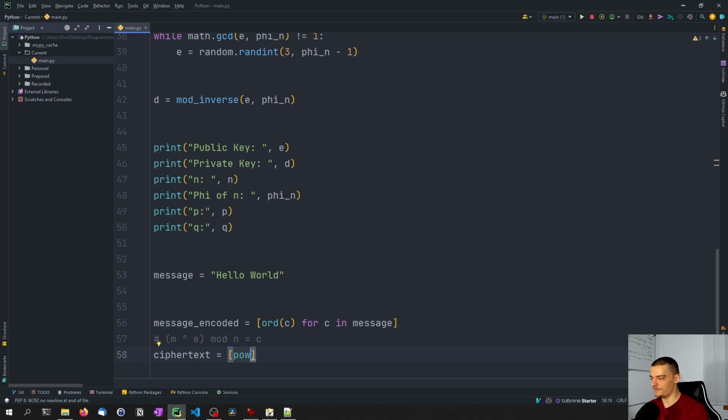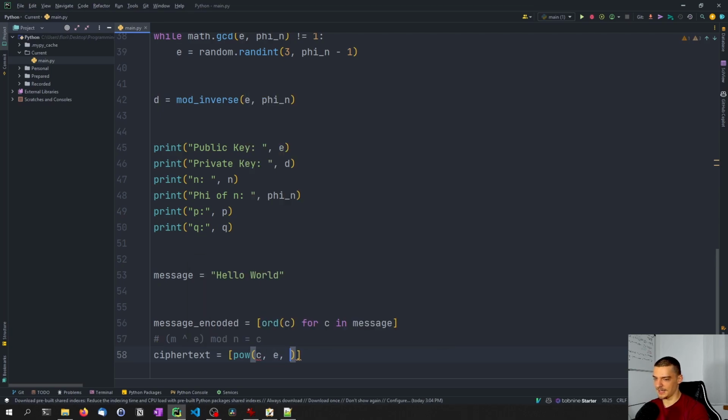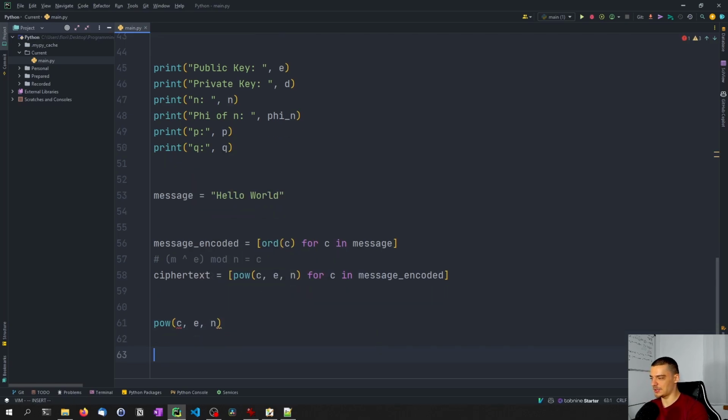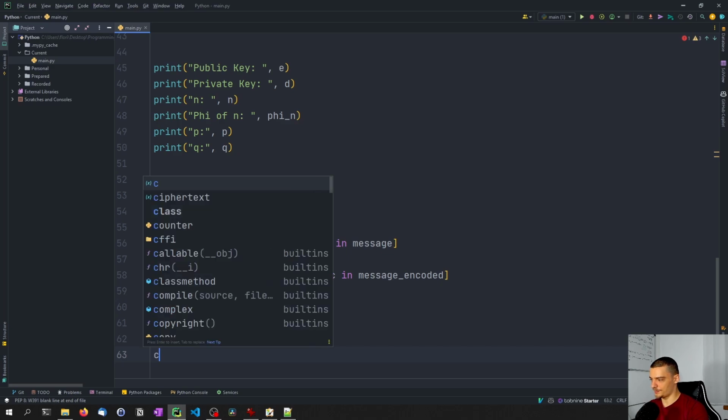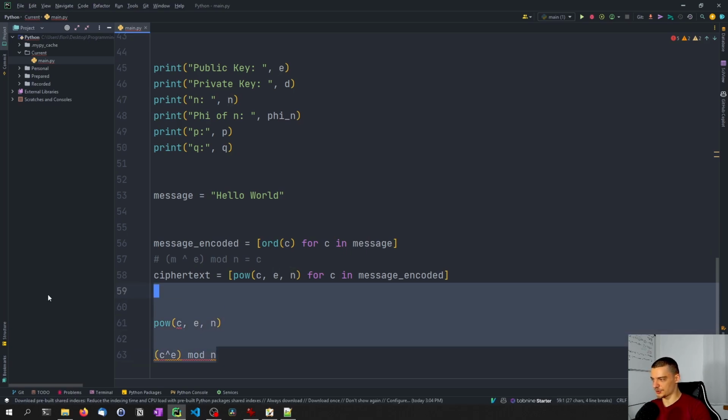So we're going to use the pow function. We're going to say pow(character, public key, n) for character in message encoded. What does this mean? What does the pow function do? Essentially, using pow(c, e, n) is equivalent to saying character to the power of e and the result modulo n. So that's just c to the power of e modulo n is what this function does.